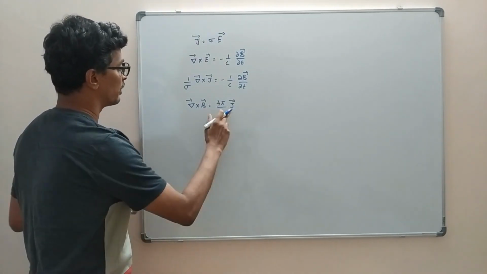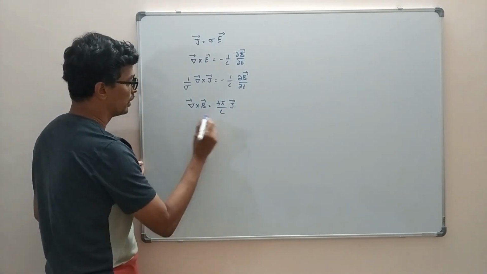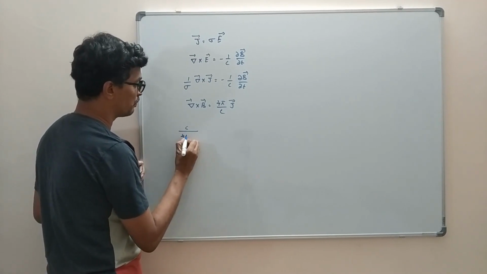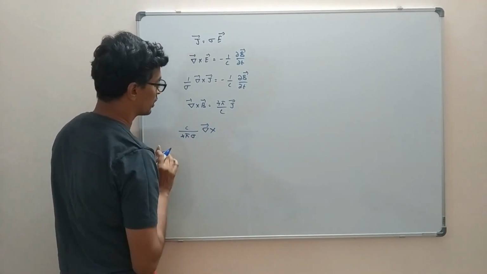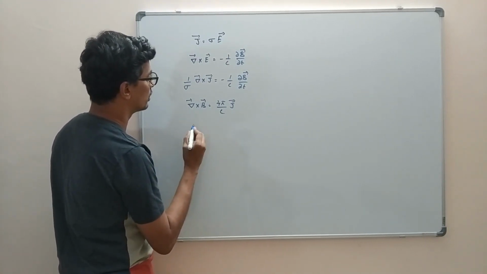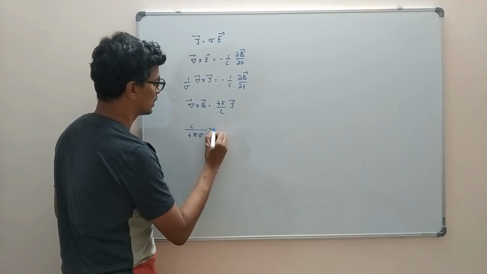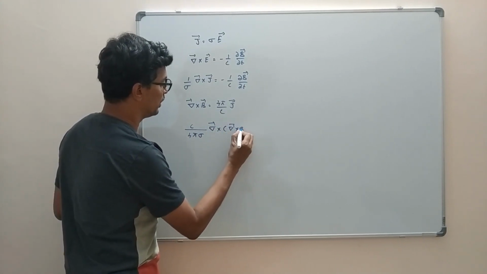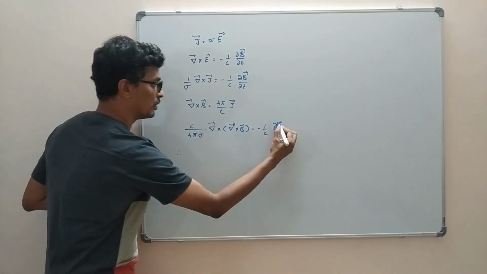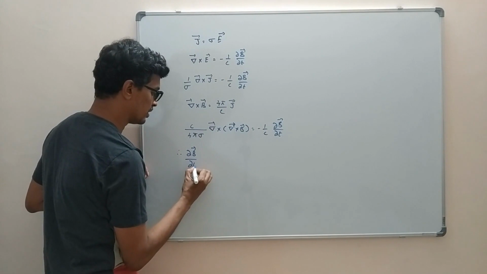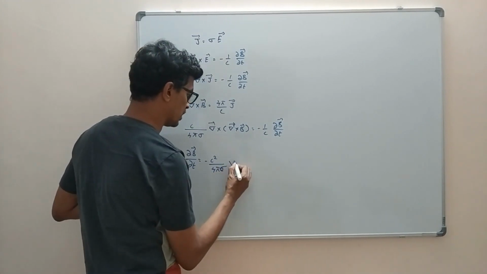So from here I can substitute J into this equation. What I'm going to get is C divided by 4 pi sigma into curl of curl of B, which is equal to minus 1 by C del B by del T. Therefore, del B by del T is equal to minus C square by 4 pi sigma into curl of curl of B.